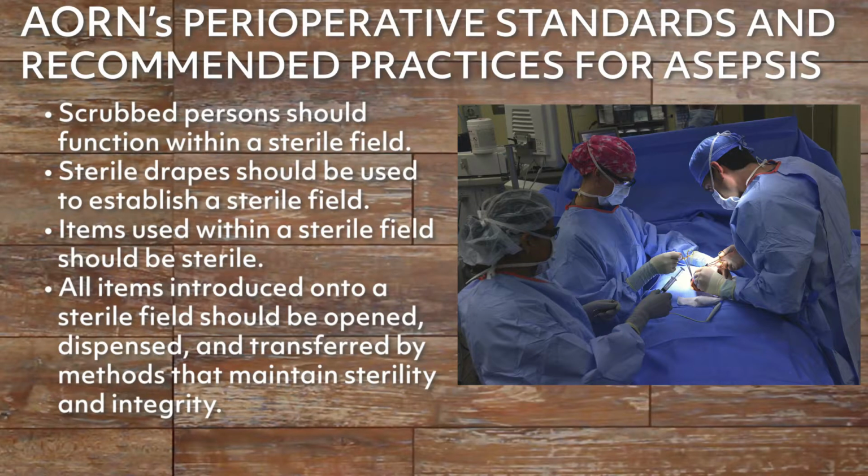Aseptic technique involves following practices that prevent contamination from pathogens and must be followed by all members of the OR team to reduce the risk of surgical site infections. The Association of Perioperative Registered Nurses, or AORN, has perioperative standards and recommended practices for asepsis that include the following. Scrubbed persons should function within a sterile field. Sterile drapes should be used to establish a sterile field. Items used within a sterile field should be sterile. All items introduced onto a sterile field should be opened, dispensed, and transferred by methods that maintain sterility and integrity.